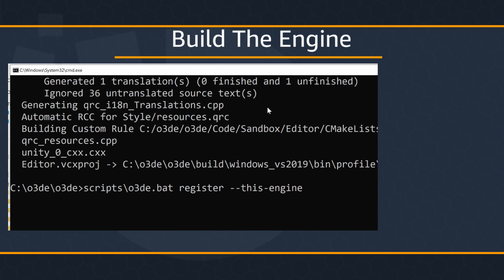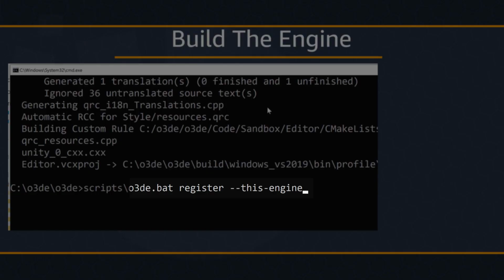Registering the O3DE engine enables O3DE projects to find the engine, even when they exist in a different location on your computer. The registration process creates or updates the O3DE manifest file in your directory. Use the O3DE registration command, seen here.